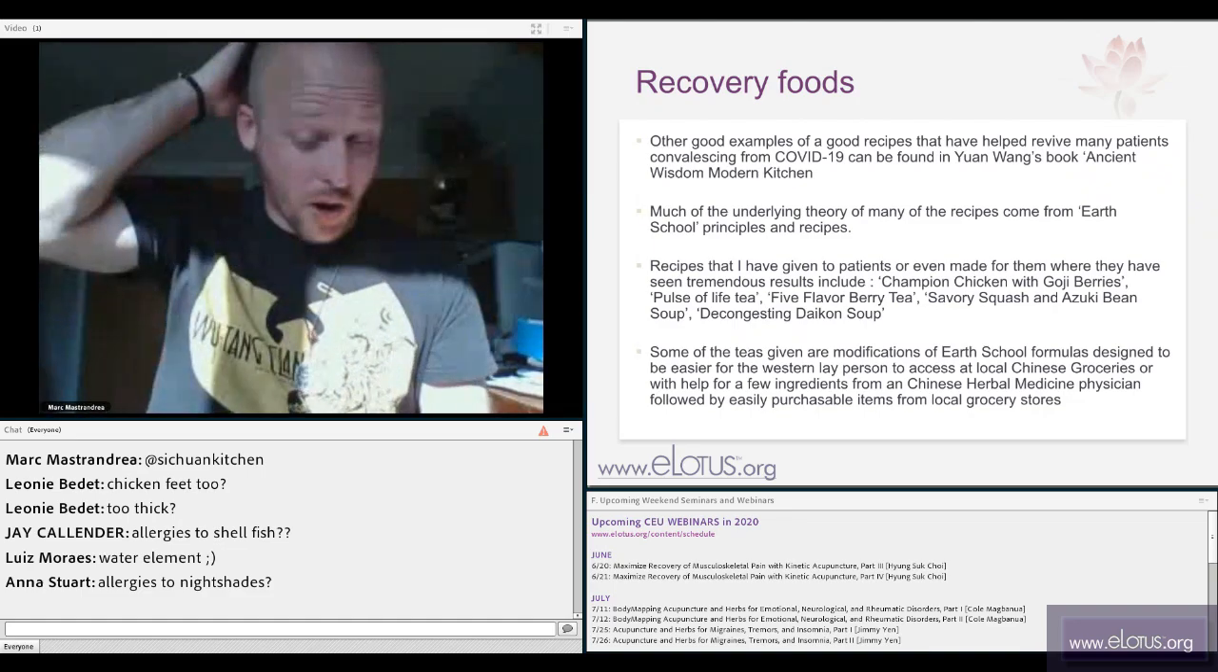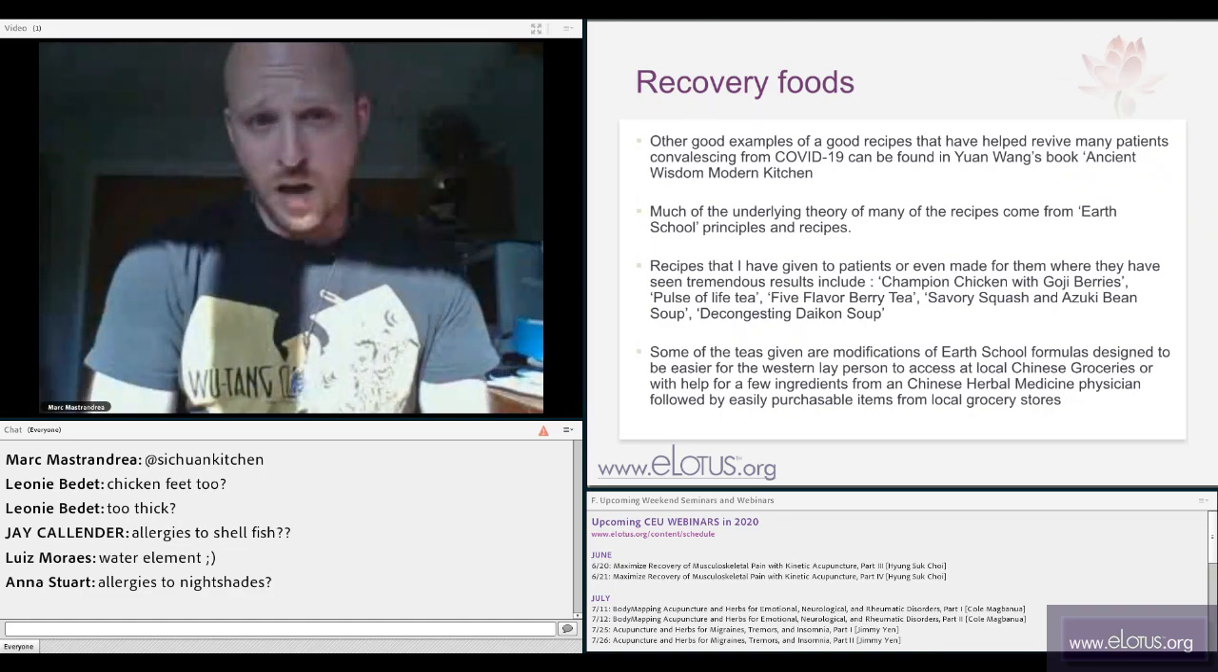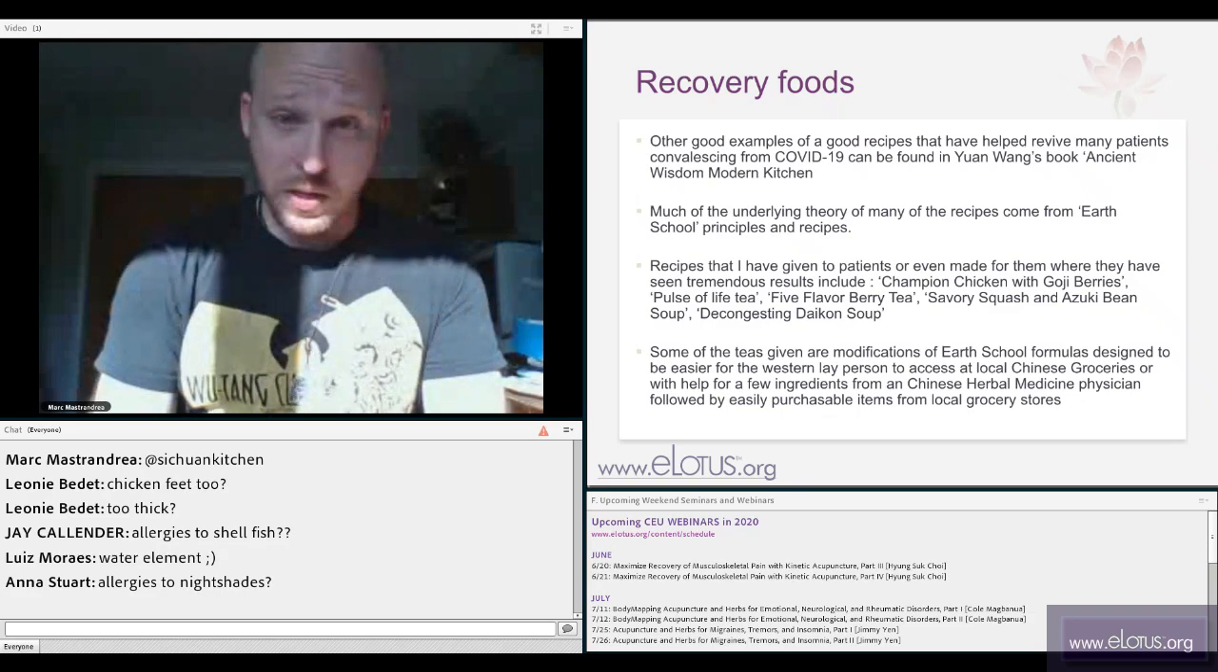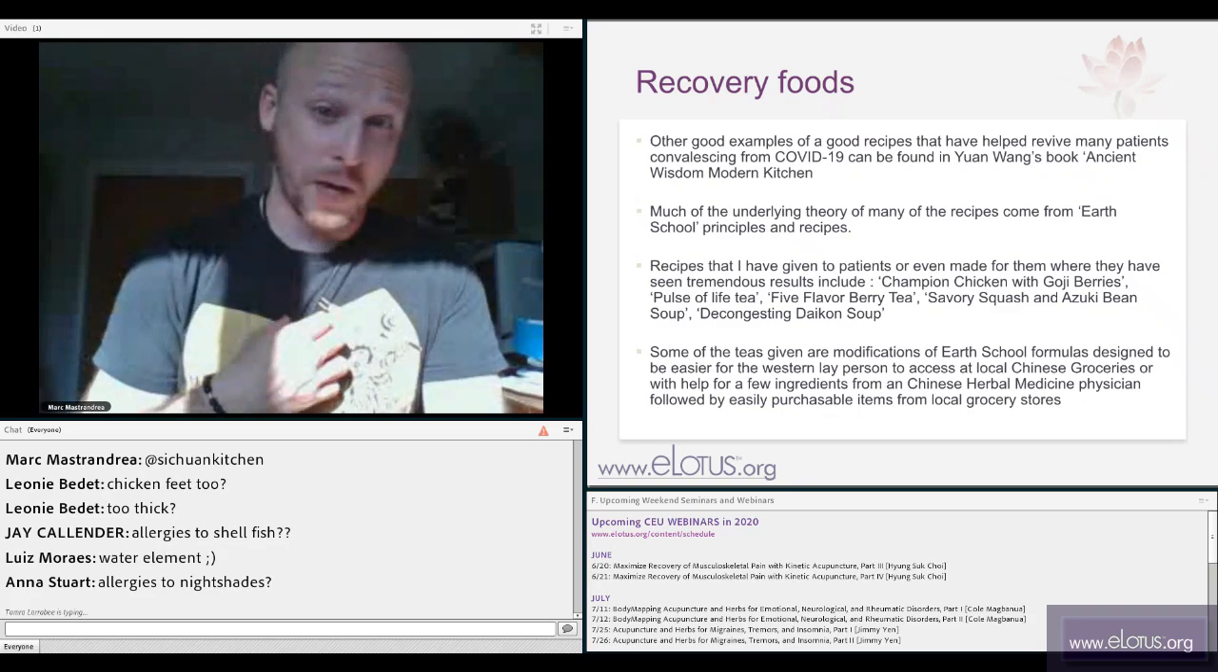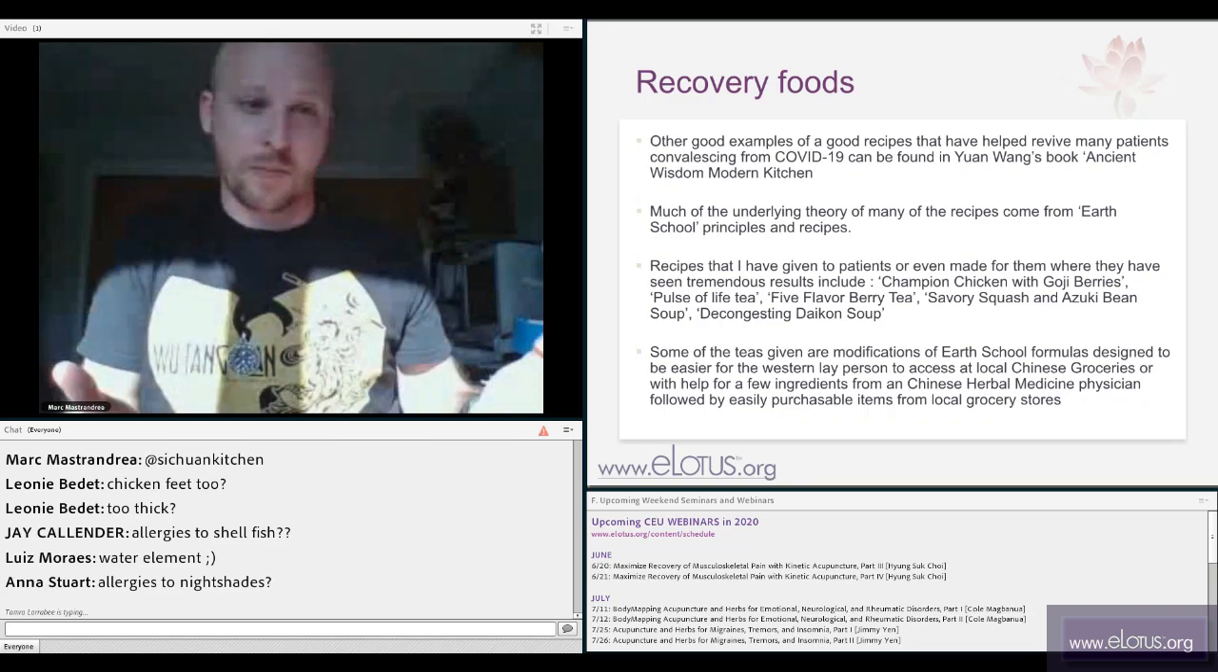Other recovery foods real quick. We're getting to the end of this. Other good examples of recipes can be found that I've personally used with patients, because a lot of patients, I need to get them something.